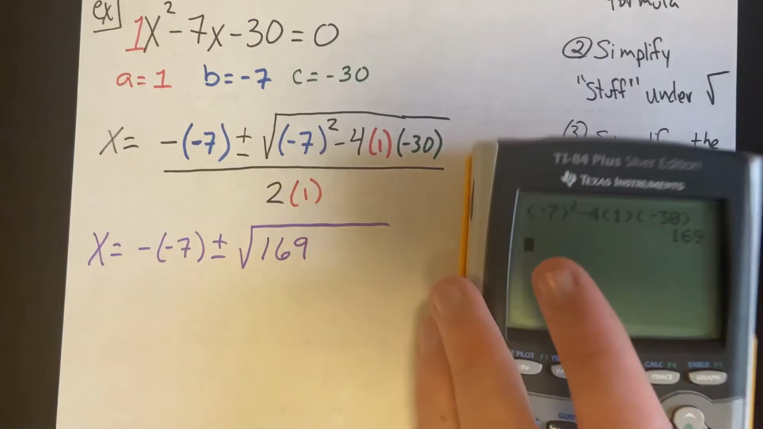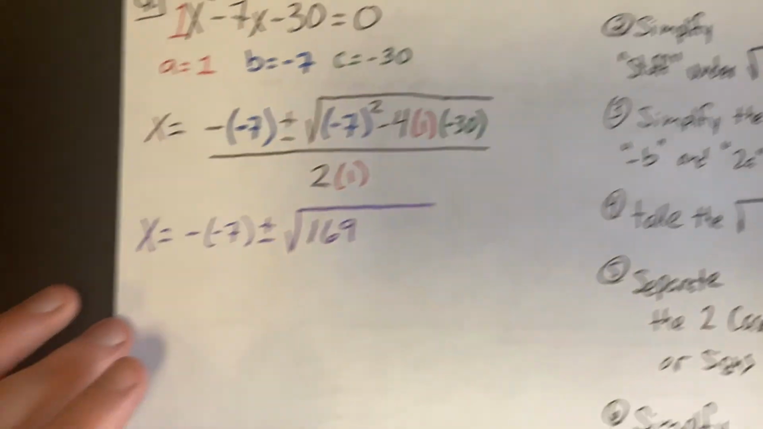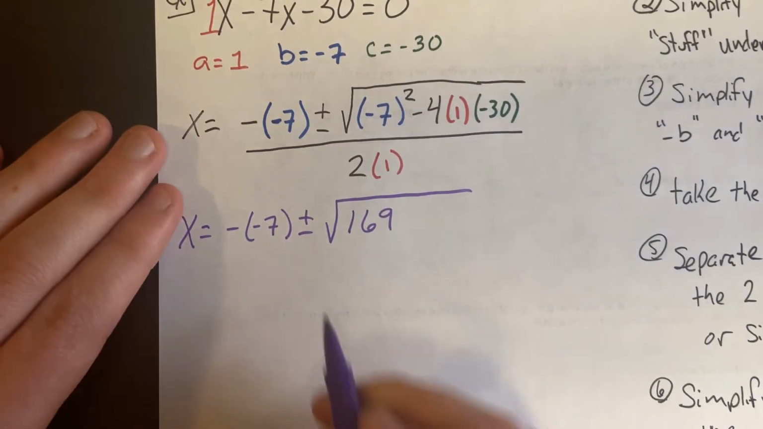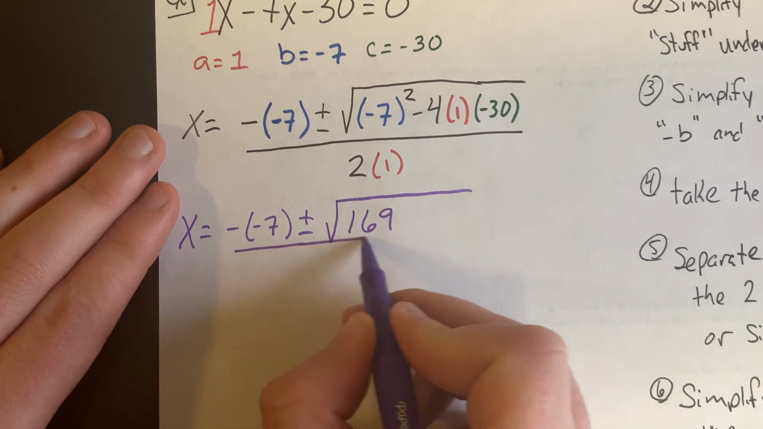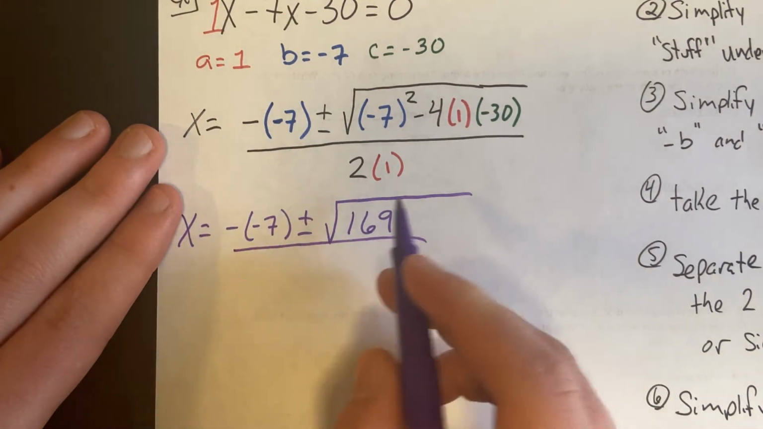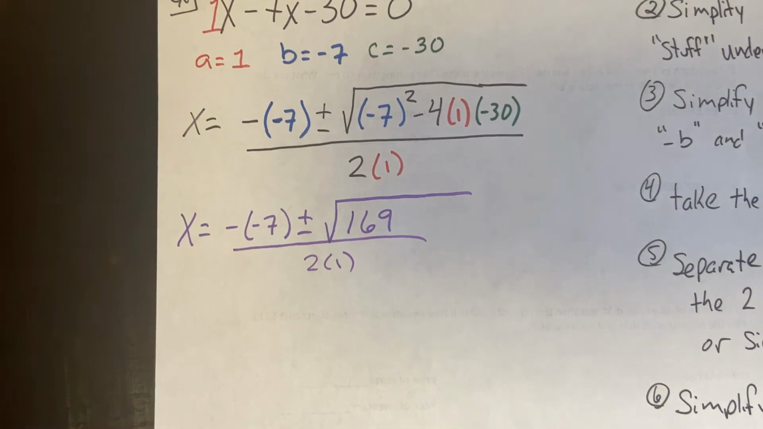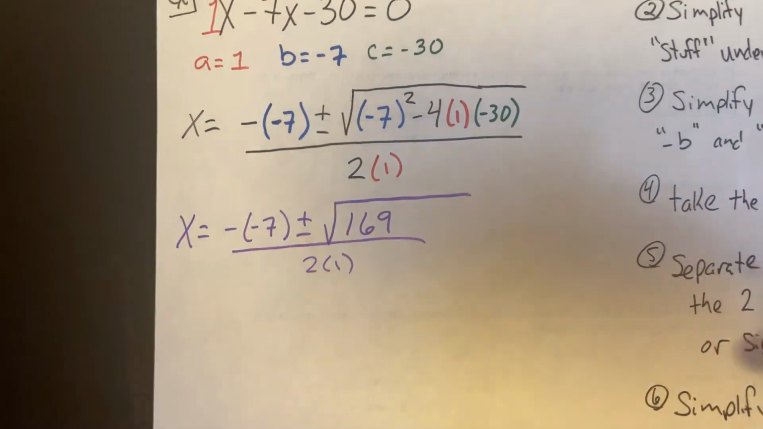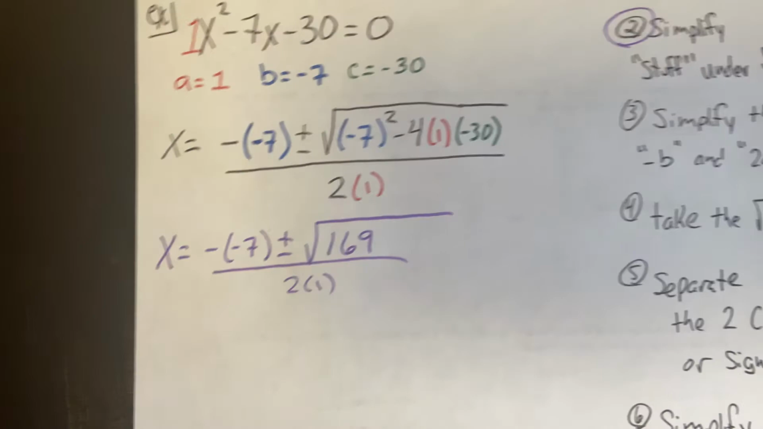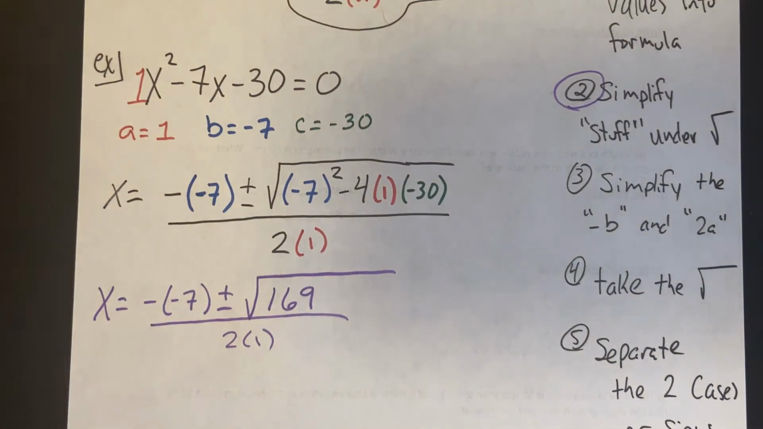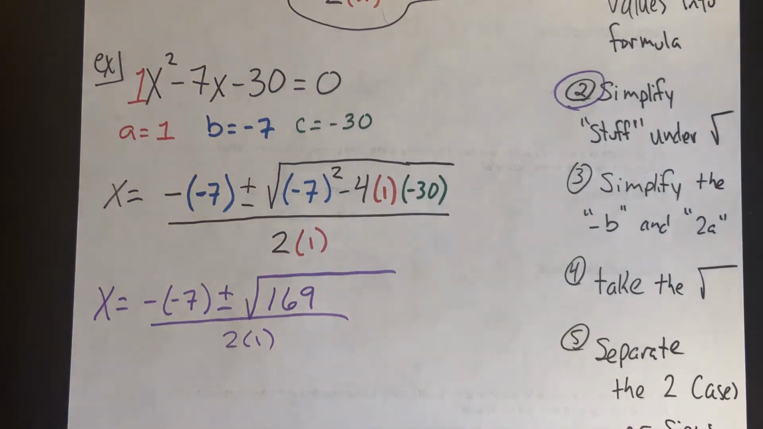All right, so now that the stuff underneath the radical says 169, I'm going to put that 169 underneath the square root, and then we have the 2 times 1 underneath. All right, so that was step 2. That was my purple step. Let's use a different color. I'm going to start running out of colors here. Let's use this light blue.